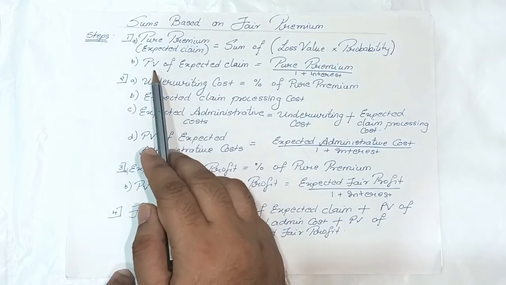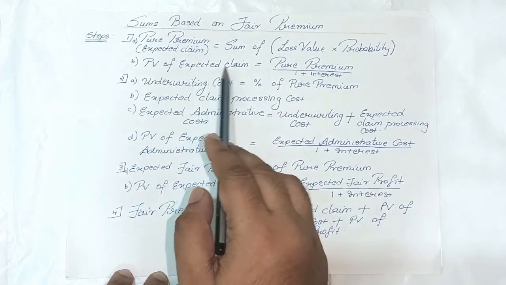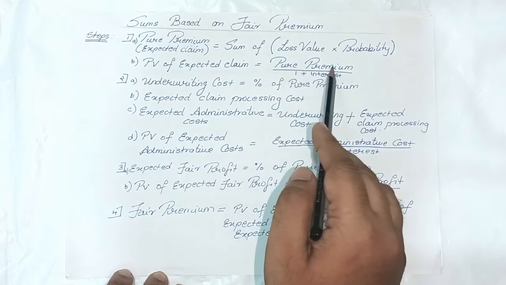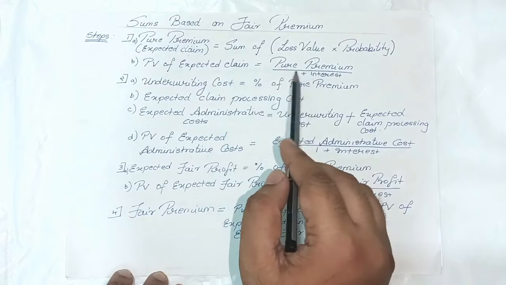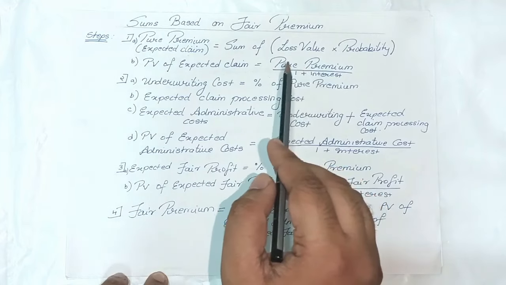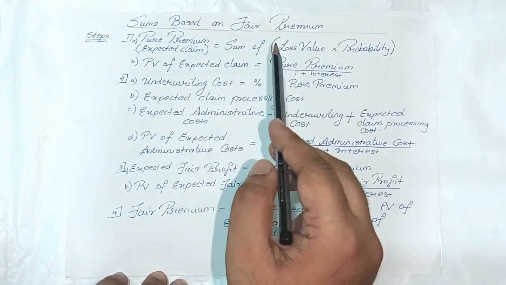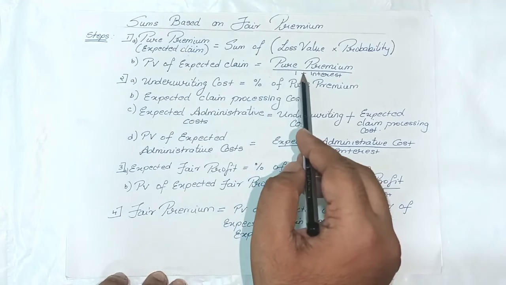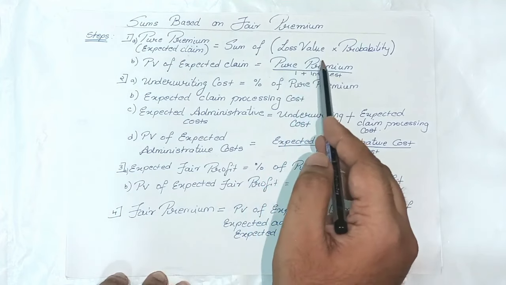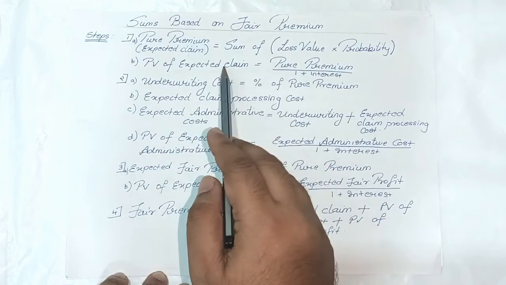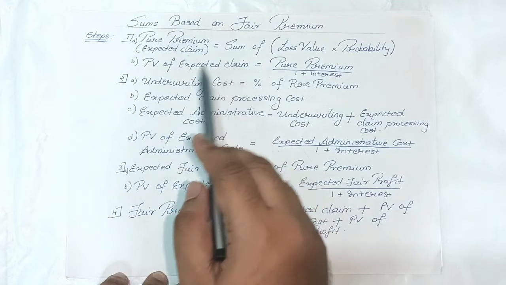Step number 2 is we need to find the PV of expected claim, which is equal to pure premium, that is the answer that you get from step number 1a, divided by 1 plus the rate of interest. Suppose, for example, the rate of interest is 8%, it will become 1 plus 0.08, so it will become 1.08. With that you will get the first value, PV of expected claim.